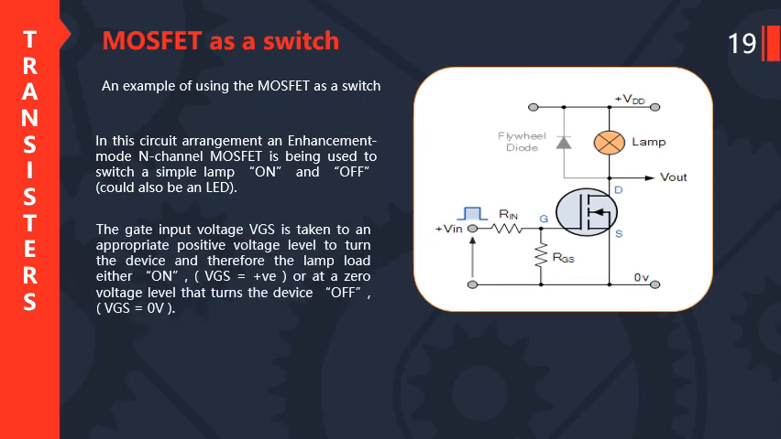The gate input voltage VGS is taken to an appropriate positive value to turn the device, and thereby the lamp load, on. जब VGS जो हमारा वोल्टेज अक्रॉस गेट एंड सोर्स, गेट और सोर्स के बीच का जब वोल्टेज हम पॉजिटिव वैल्यू में लेंगे तो हमारा जो लैंप है वो ऑन होगा, और जब हम VGS की वैल्यू को 0 लेंगे तो जो लैंप है वो ऑफ होगा.